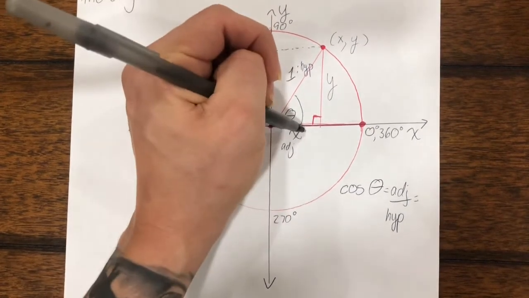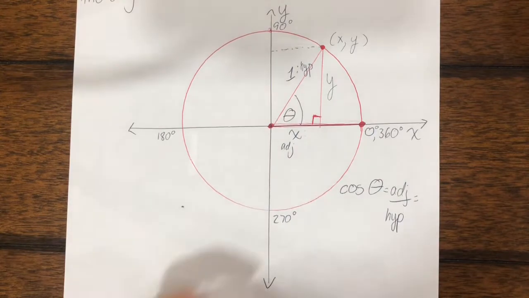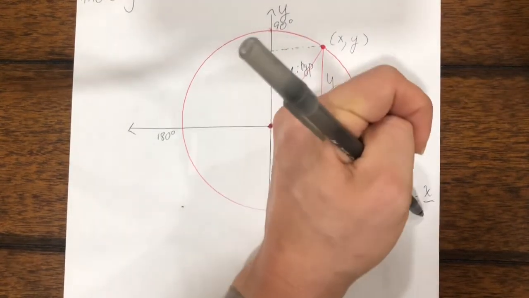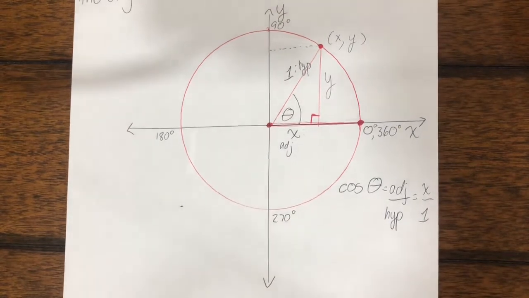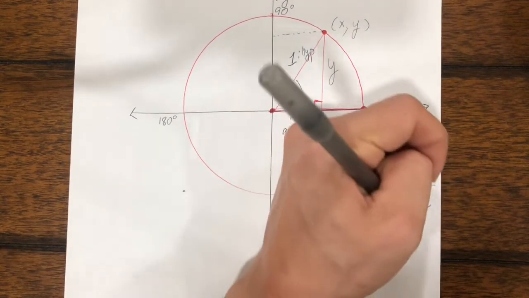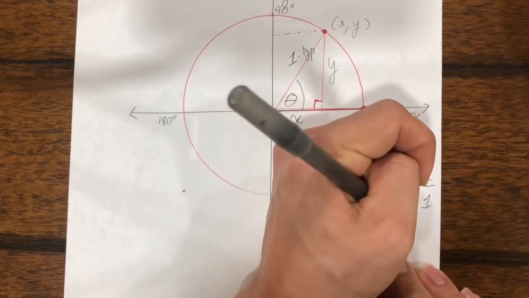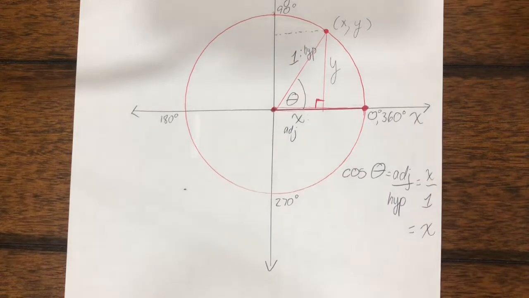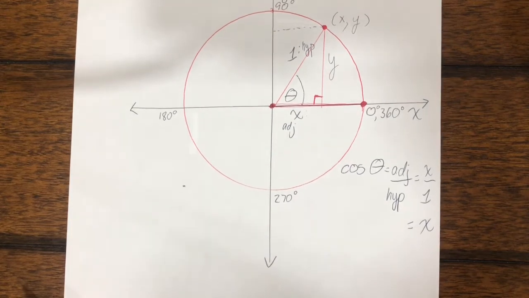All right, so that means my adjacent would be x over my hypotenuse, which is 1 in this case. And if I were to simplify x over 1, I'm just left with x. So cosine of theta equals x. All right? So now that I did cosine, I'm going to go ahead and do sine of theta.